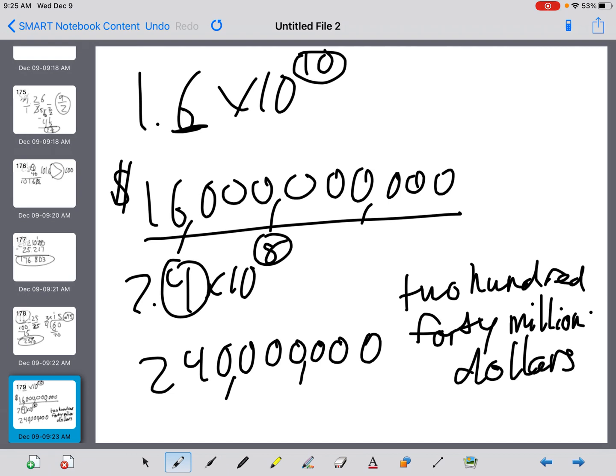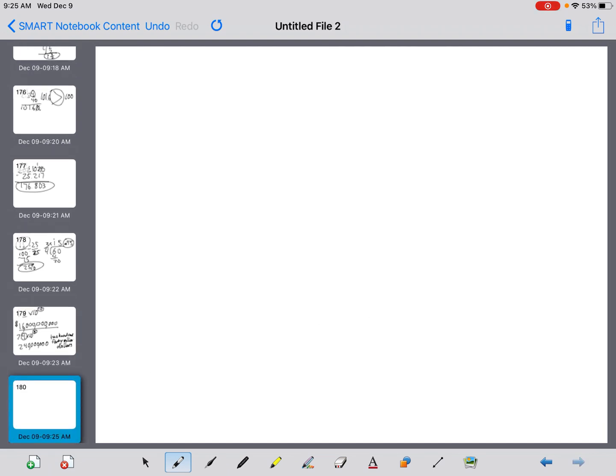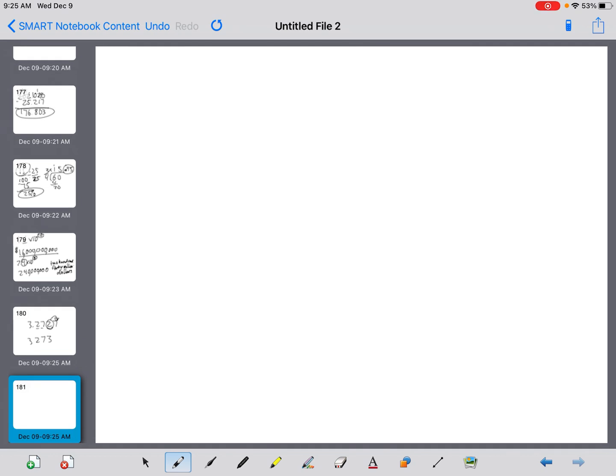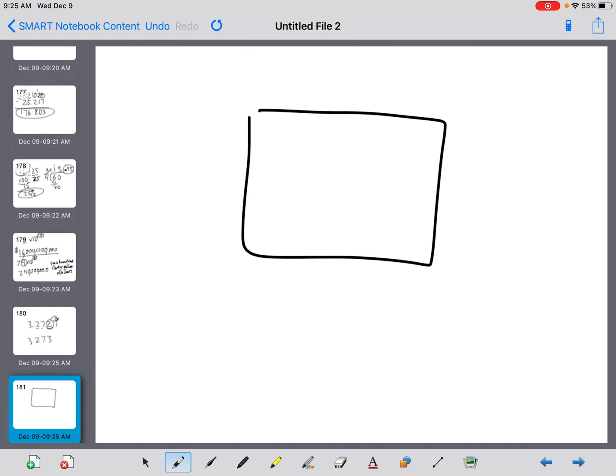I love it. Number 10, write that number rounded to the nearest thousandths. So I have 3.2727, tenths, hundredths, thousandths. Look here, 7 goes up, so 3.273.